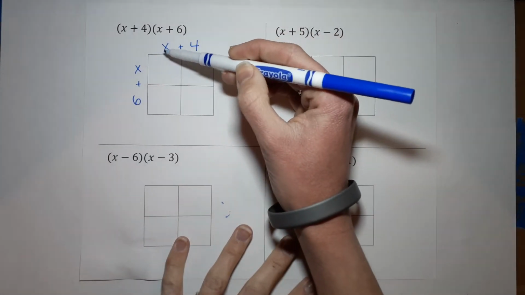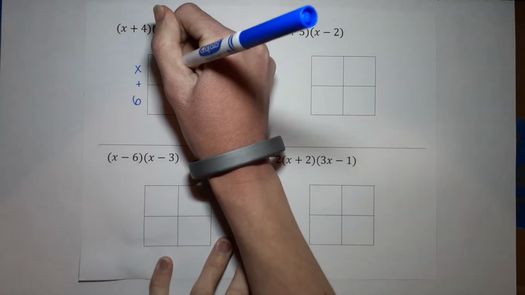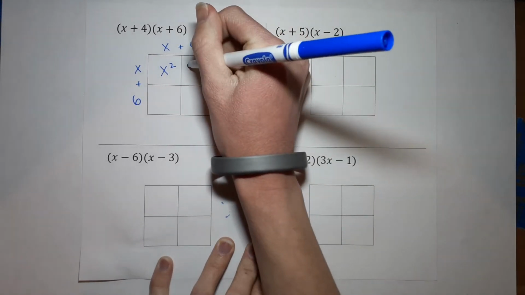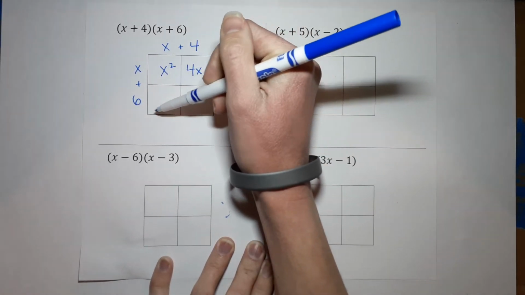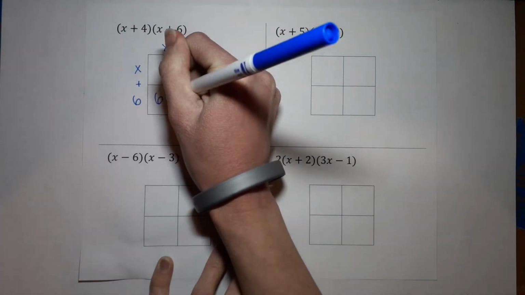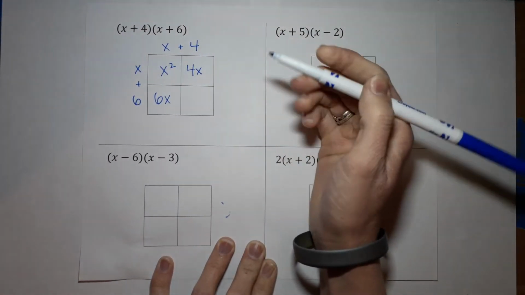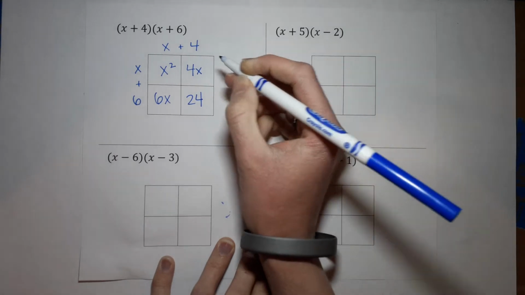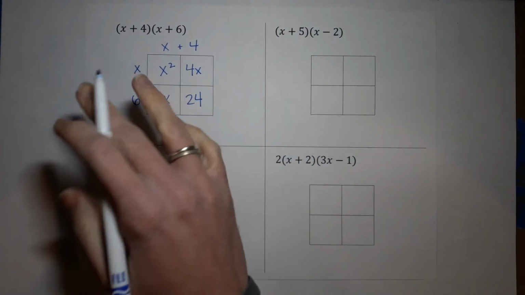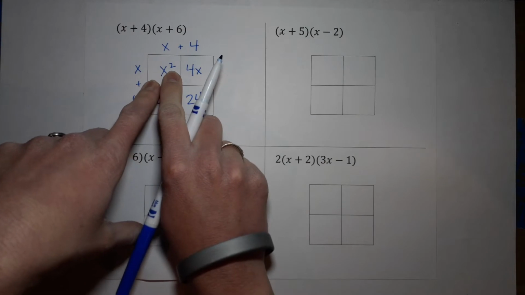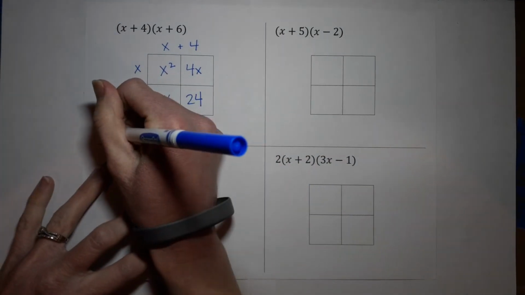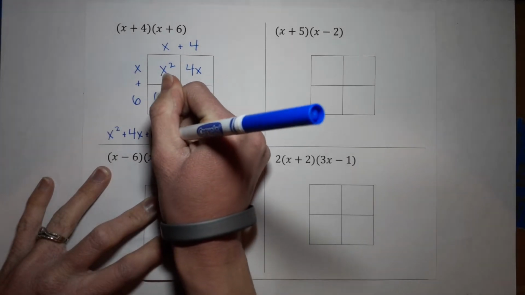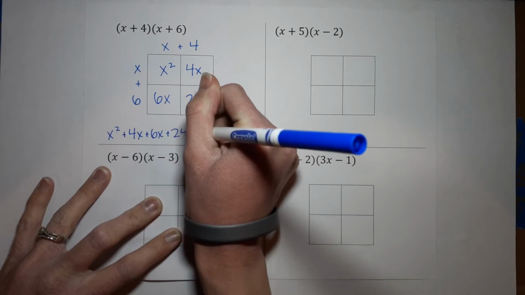So in this box, I'm going to have x times x, which gives me x squared. Then I have 4 times x, which gives me 4x. X times 6 gives me 6x. And then we've got 6 times 4, which gives me 24. Now, I'm going to write these out. We usually like to go in descending order, which just means the highest exponent on down. So I'm going to start with x squared plus 4x plus 6x plus 24.